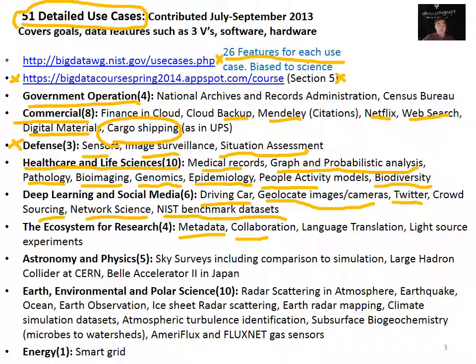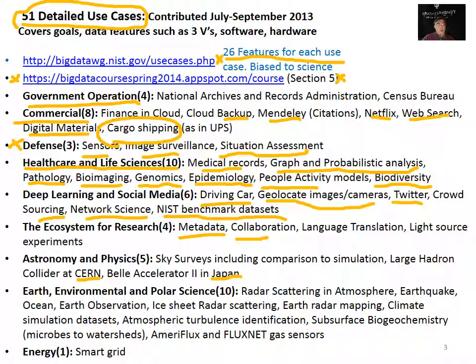In astronomy and physics, we actually have 2 broad classes. The actual astronomy class is gathering data from telescopes. We had a couple of accelerators, the Belle Accelerator in Japan, and the Large Hadron Collider, which is used to study the Higgs boson and is the biggest in the world, at CERN.